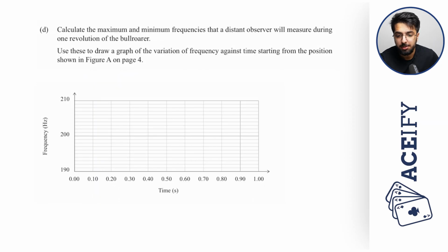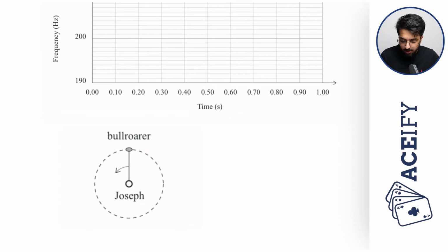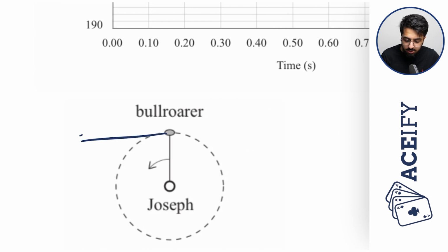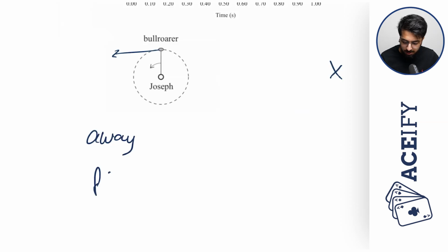Calculate the maximum and minimum frequencies that a distant observer will measure during one revolution of the ball roller. Use these to draw a graph of the variation of frequency against time starting from the position shown in figure A on page 4. So if we bring over our diagram, we're starting in this position right here, and this is when our ball roller is moving in this direction like so. Now at this position, we are moving away from our observer, therefore we're going to use this Doppler equation.